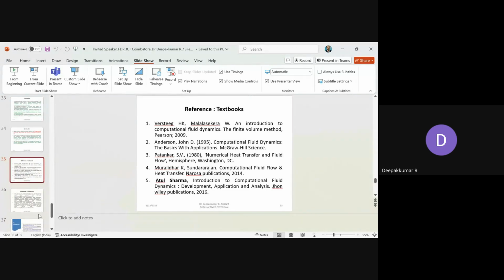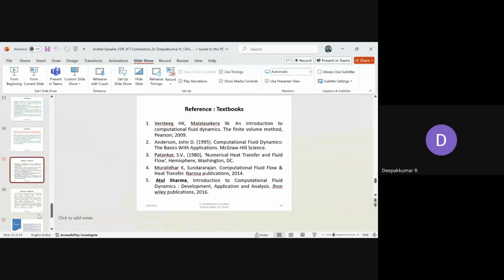The finite volume approach is described in great detail in this first textbook. And the second textbook is J.D. Anderson, Computational Fluid Dynamics: The Basics with Applications, McGraw-Hill Science. This textbook focuses on the finite difference method; if you follow it, you can understand the finite difference approach and how to solve a CFD problem. And Patankar, S.V. Patankar, as I mentioned earlier, did the pioneering work. Patankar and Spalding developed the SIMPLE algorithm, which is used in many finite volume based CFD software.